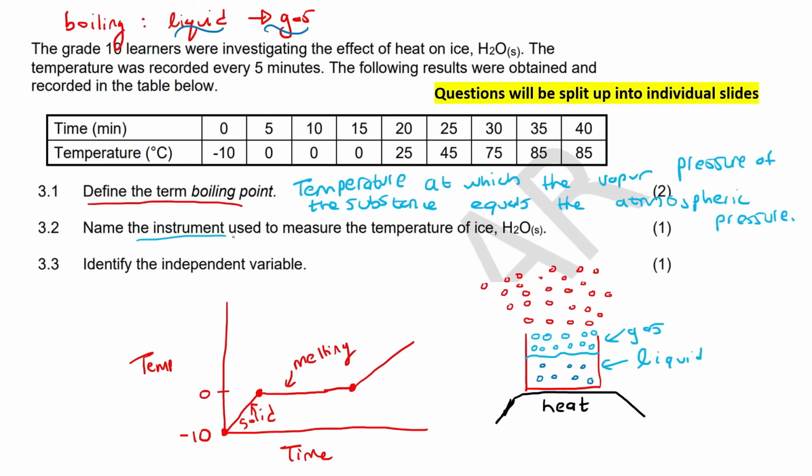Now it says, name the instrument used to measure temperature. Well, we know that a thermometer is what you use to measure temperature. Thermometer. The next question says, identify the independent variable. Now your independent variable is usually the one at the top over here. If they gave it to you as a graph, it's usually the one at the bottom over here. Okay, so in this case, it's just going to be time.